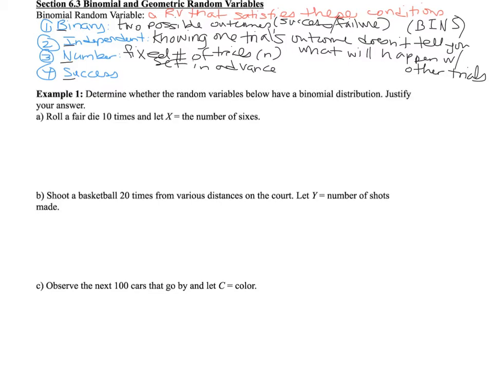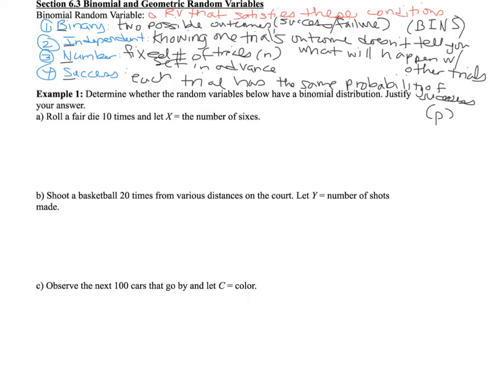And the last condition is called the success condition. And what I mean by that is that each trial has the same probability of success. And we call that probability of success a lowercase p. So you're going to see the letters n and p frequently in this section.